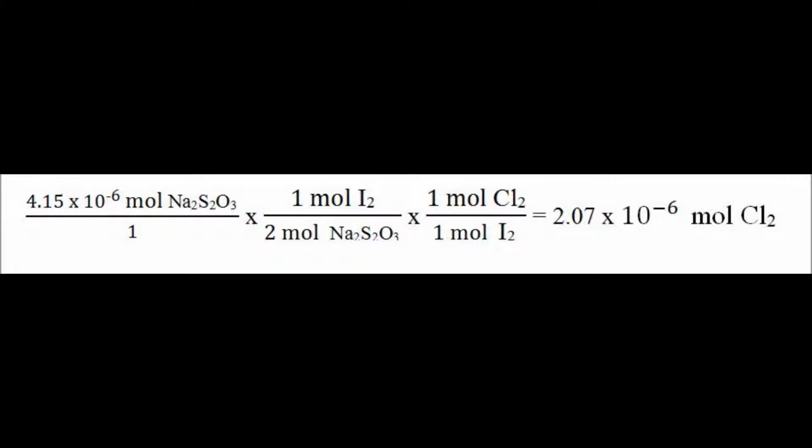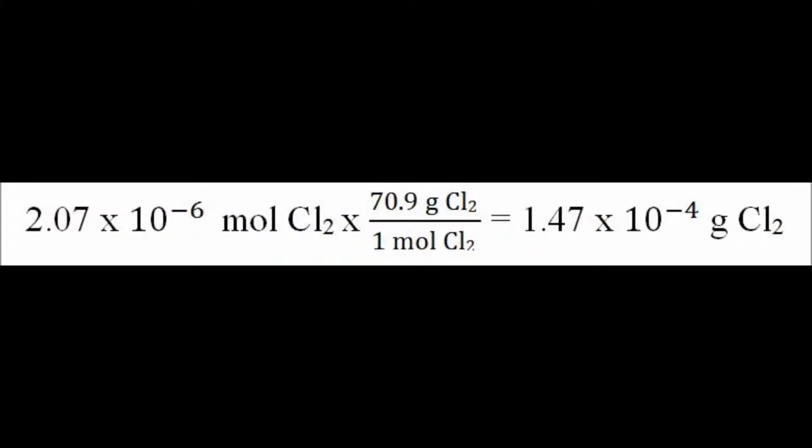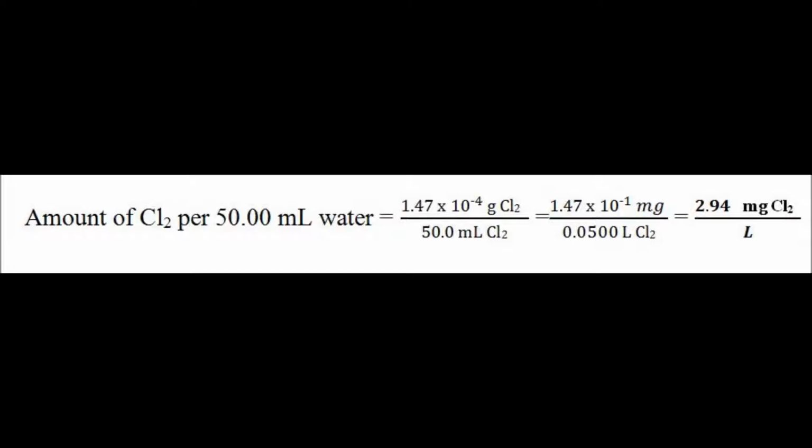With the moles of chlorine, you can easily convert to mass using the molar mass of chlorine, Cl2, which is 70.9 grams. I ended up finding that the mass of chlorine present was 1.47 times 10 to the negative 4 grams. This value represents the mass of chlorine present in the 50 milliliter sample of fountain water from trial 1.